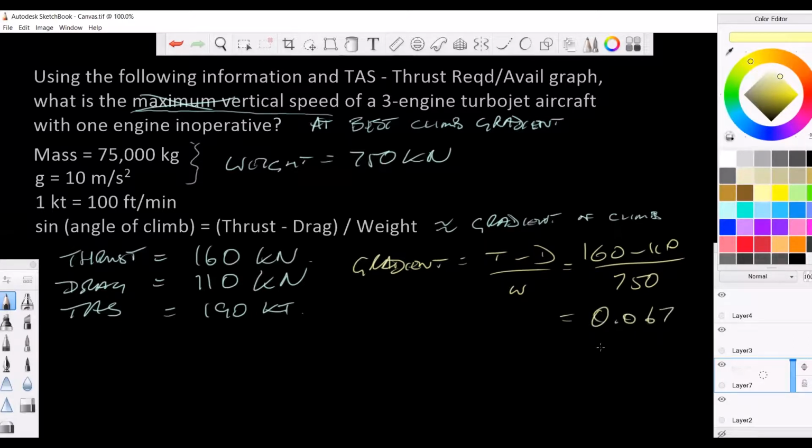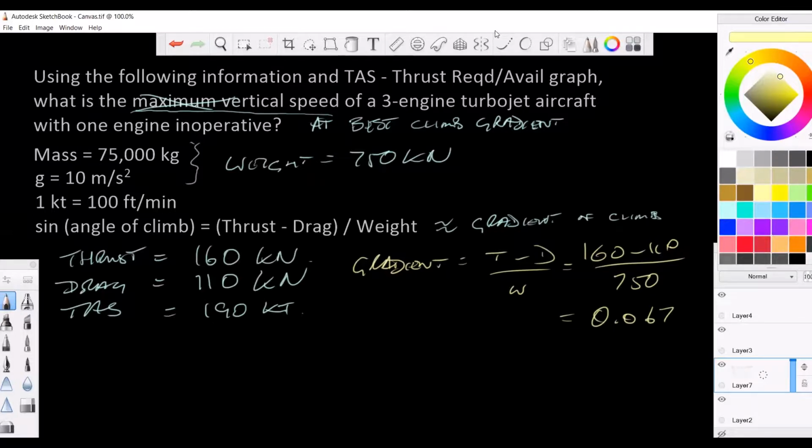0.067. Now, usually, of course, we'd multiply that up by 100 to turn it into a percentage if we wanted to just know the gradient. So this is actually a 6.7% climb gradient, which sounds very reasonable for one engine inoperative. But that's not what we want to do today. So today we want to convert our horizontal change into a vertical change.